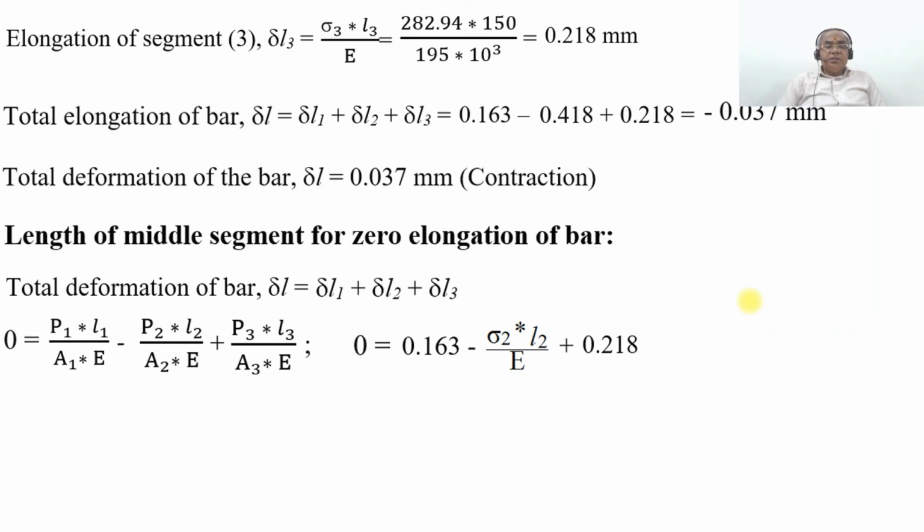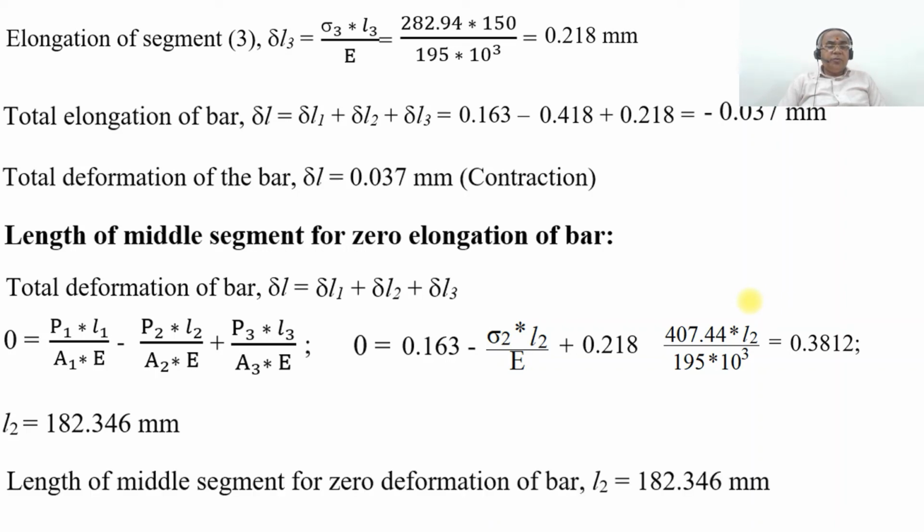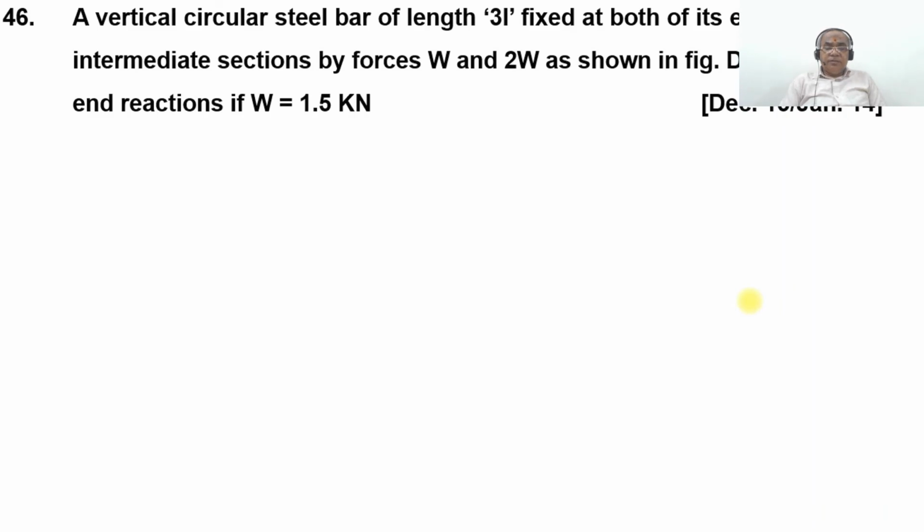So we want to find out the length of the middle segment. On simplification, 407.44 into L2 by 195 into 10 to the power of 3 is equal to, adding up these two, 0.3812. Therefore, L2, that is the length of the middle segment, will be equal to 182.346 mm for the zero deformation of the bar. So this is how you will be able to solve this particular problem. Thank you.